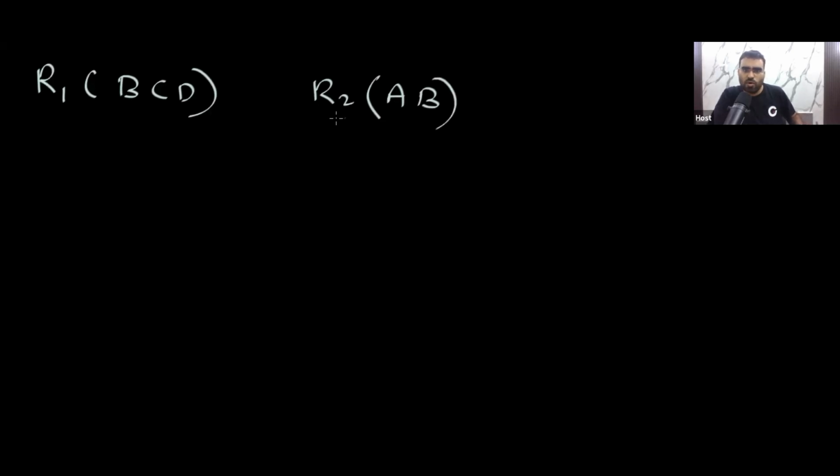So we got this R1, R2. Remember, R1 we got is BCD, and R2 we got is AB. Now here, this is already in BCNF because it has only two attributes. Every relation with two attributes is in BCNF. Okay. This is not in BCNF.